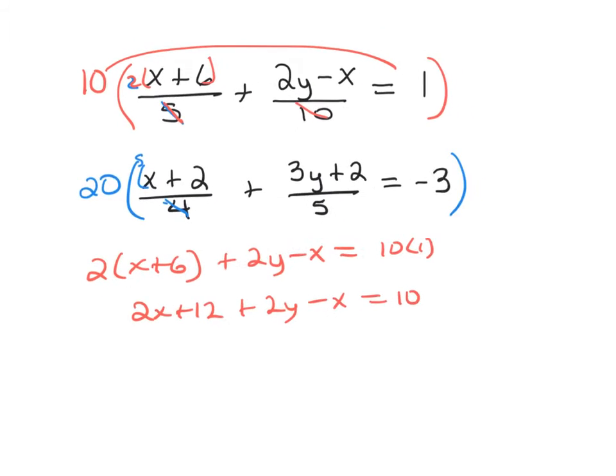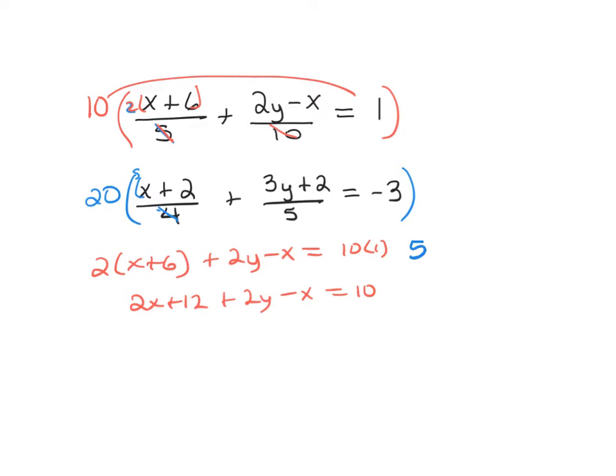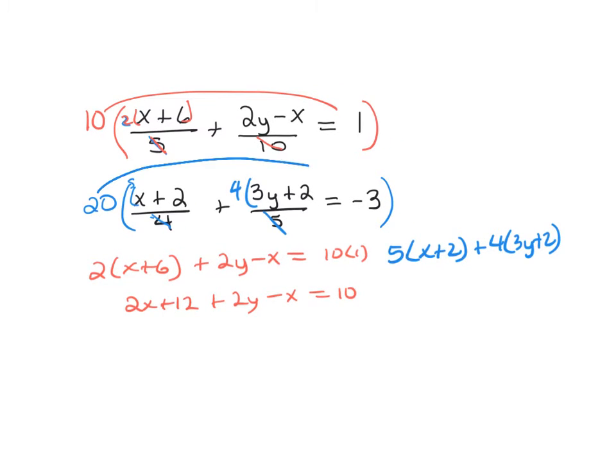And let me do it over here to this side. So 5 to the x plus 2. And this will get a 4. And then the negative 3 gets the whole 20. So I'll distribute, and it becomes 5x plus 10 plus 12y plus 8, negative 60. I need to combine like terms. Same thing over here. My like terms are my x's though.